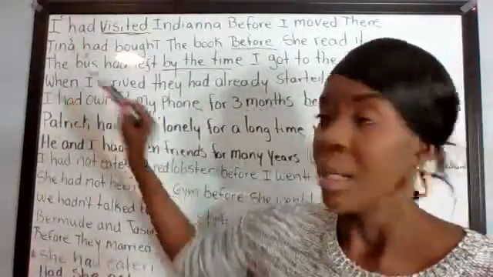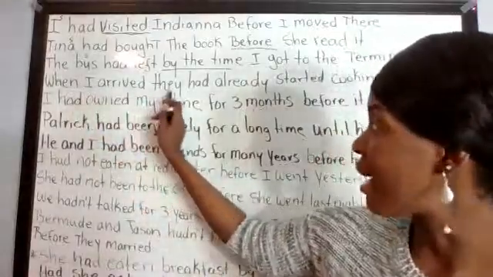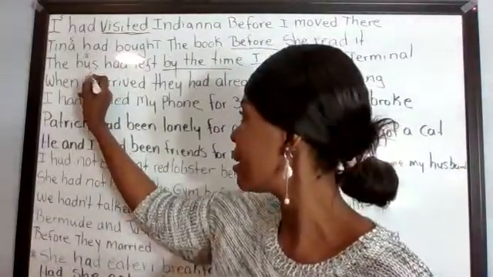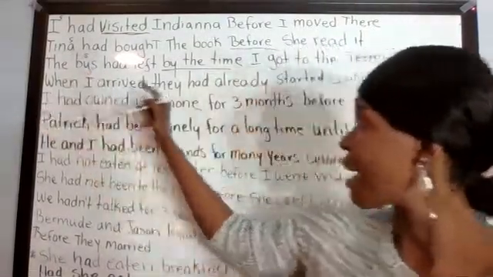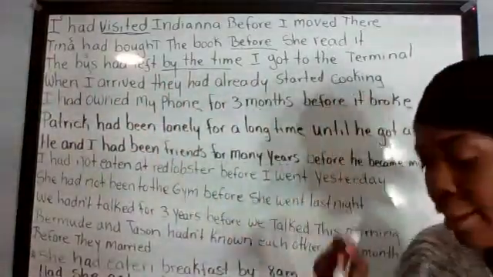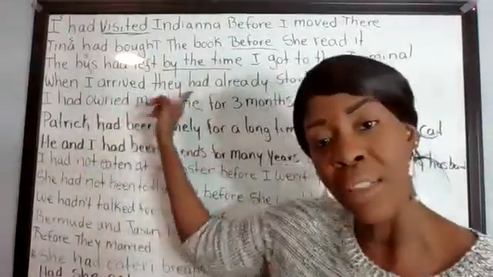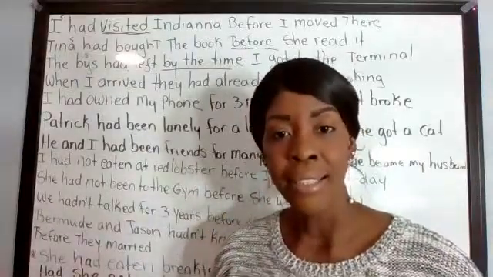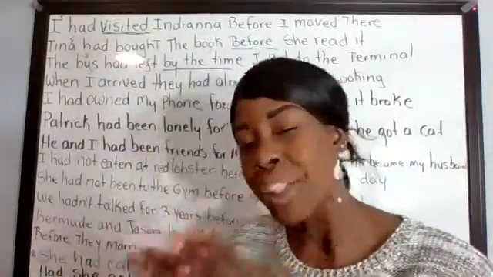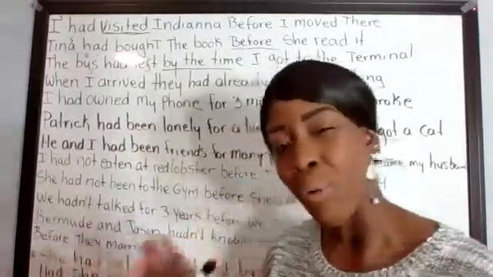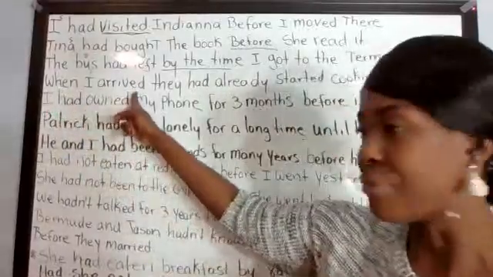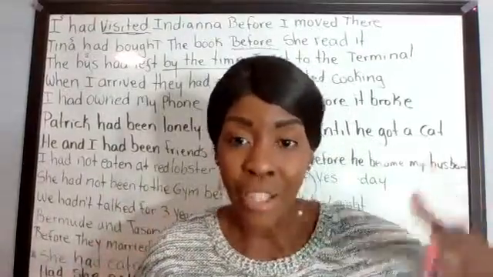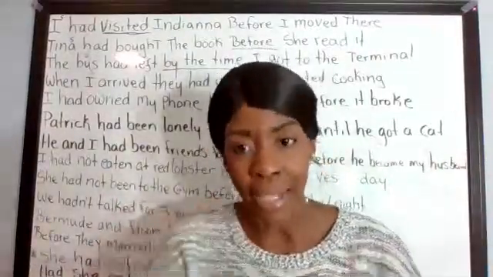Okay? Let's look at the fourth one. When I arrived, again, I am the subject. So, S for I. When I arrived, they had already started cooking. Okay? Now, which two actions happened there? They started cooking, that's one. And I arrived. That's another one. So, to figure out which action is the first one, read it very slowly. When I arrived, they had started cooking. So the first action that happened, they had started cooking and then I arrived.